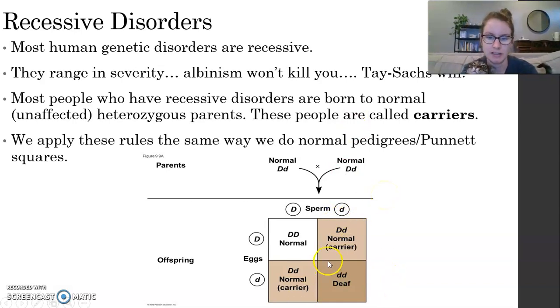But instead of just saying that heterozygotes show the normal phenotype, we call them carriers. And since we're looking at a recessive disorder, if they're homozygous dominant, they don't have it. If they're homozygous recessive, they do have it. In this case, we're looking at a particular type of deafness.